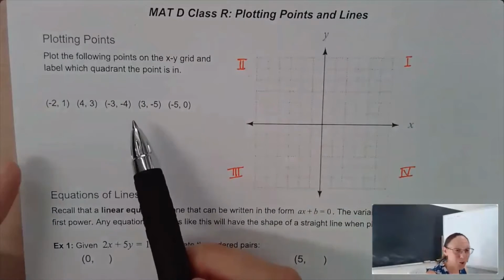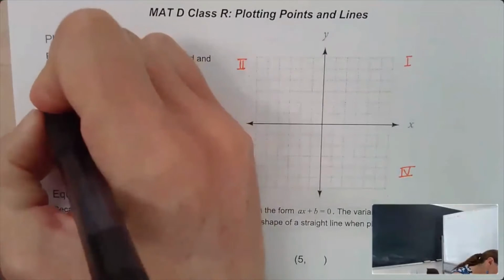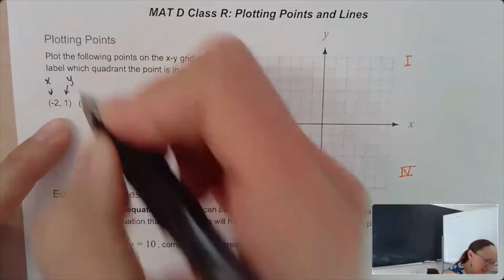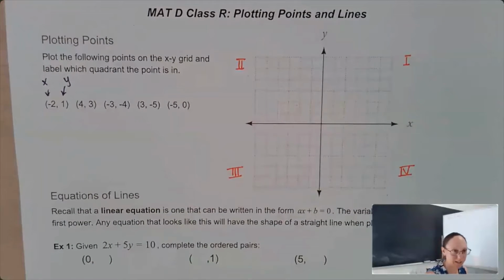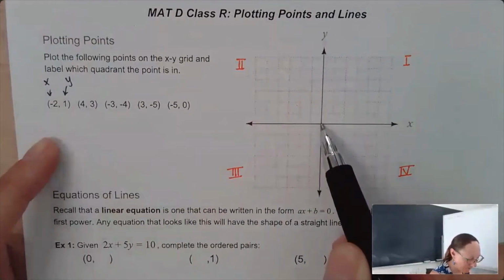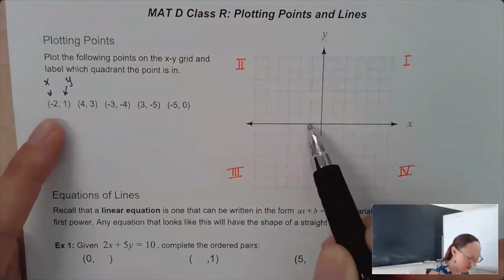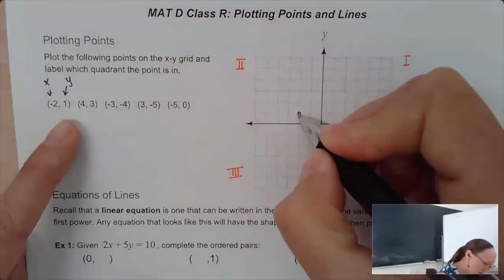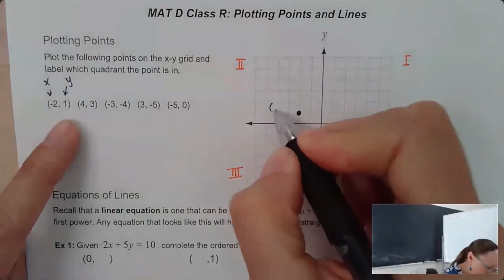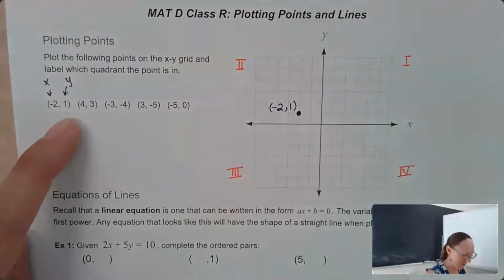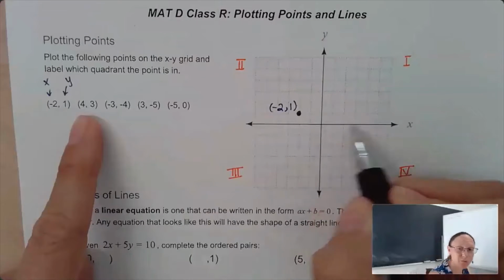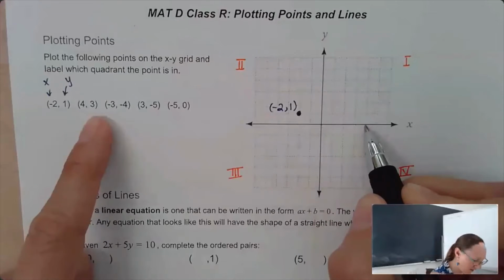So when we list coordinates, the first number tells us how far to move in the X direction, and the second number tells us how far to move in the Y direction. So if I wanted to plot the point -2, 1, that says I start at the origin, I would move 2 to the left and up 1. And I'd end up right there at the point -2, 1. If I wanted to plot 4, 3, that says move 4 in the X direction, so 4 to the right, 1, 2, 3, 4, and up 3, 1, 2, 3.